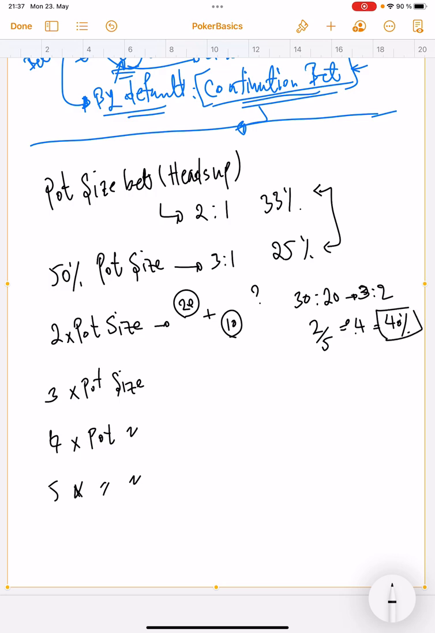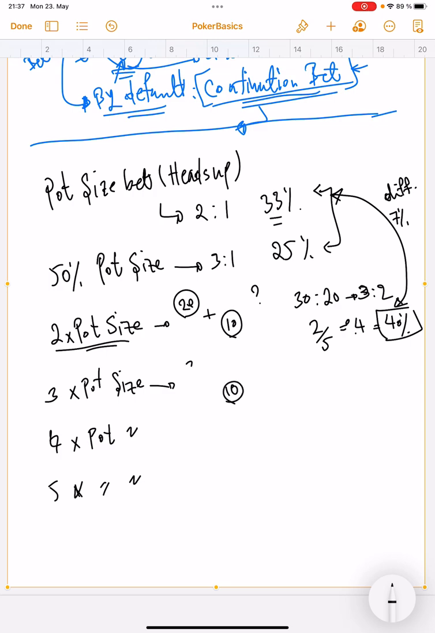So now, do you see the difference between full pot size and twice the pot size? This ratio is changing from 33% to 40%, which is a 7% difference. Right? Now let's go to the next scenario. We're going to draw a really nice conclusion out of this.